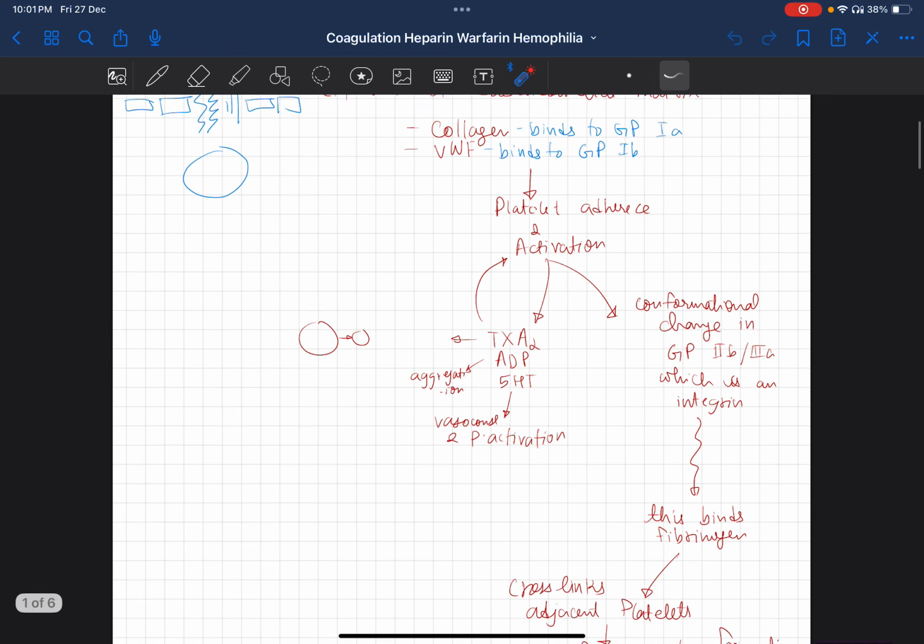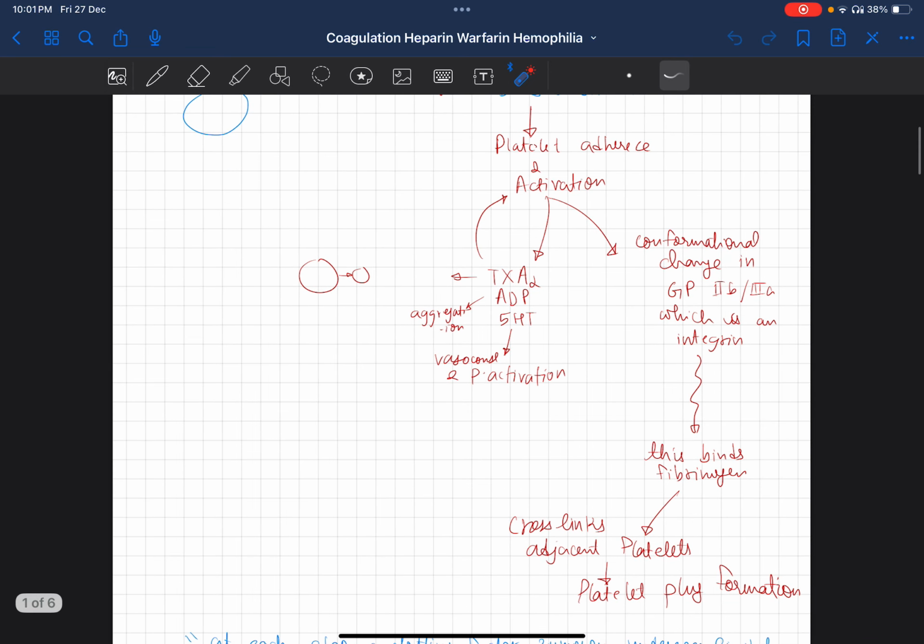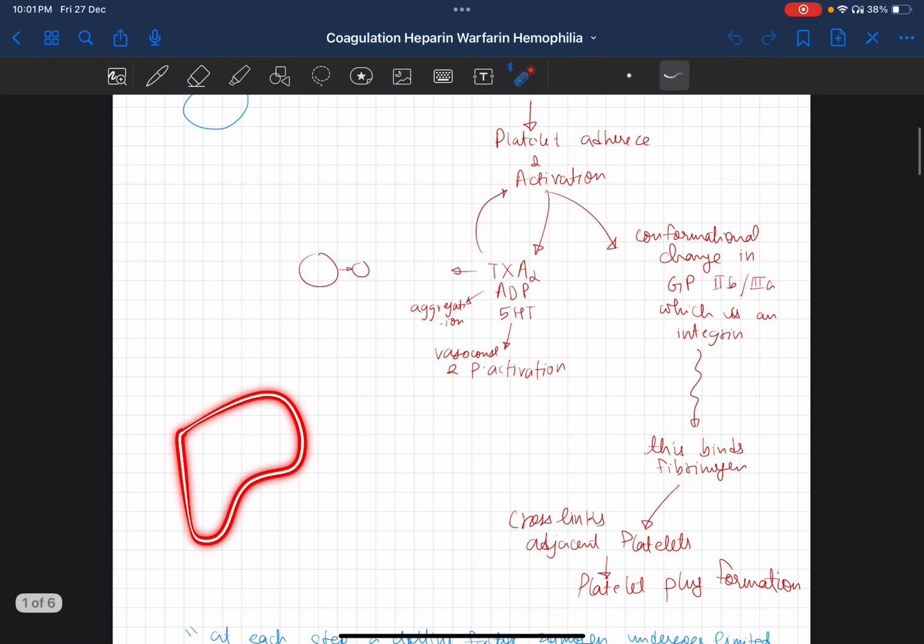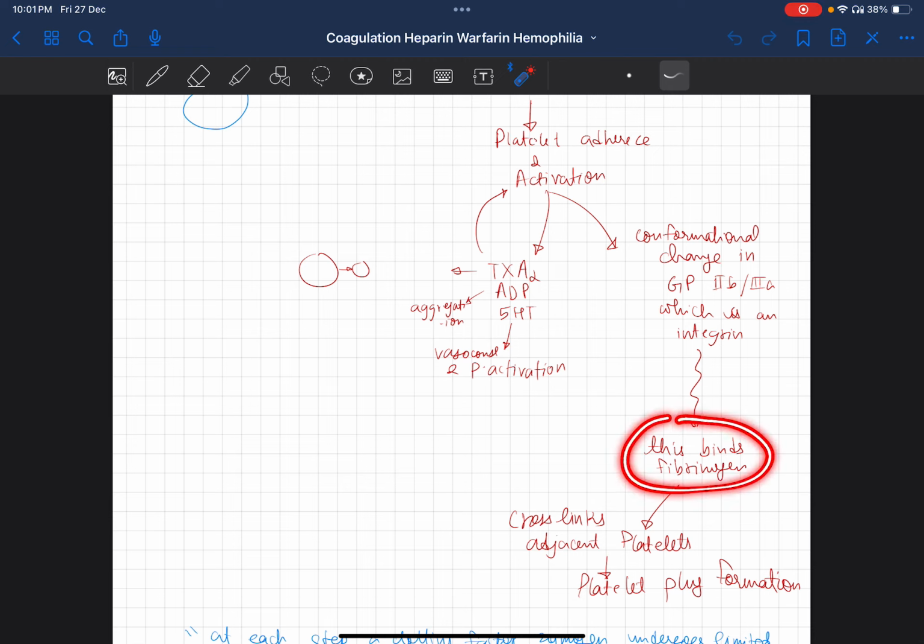Now, the conformational change in the glycoprotein 2B3A integrin will cause binding of fibrinogen. Fibrinogen was also produced in the liver. It is freely flowing in the blood. Only because of injury will the receptor on the platelet change. This changed integrin GP2B3A will bind to fibrinogen, which was there in the blood, free flowing.